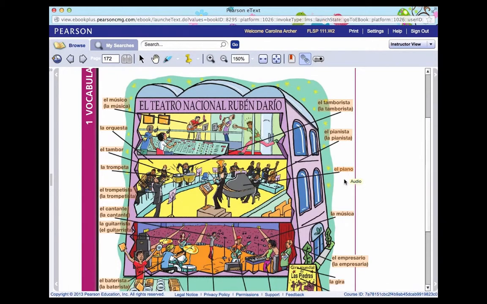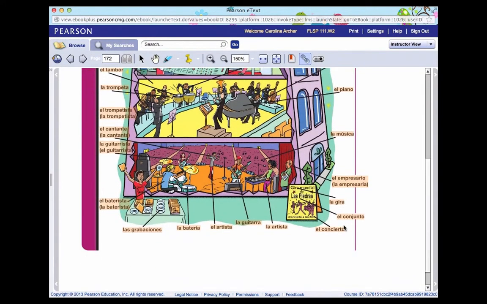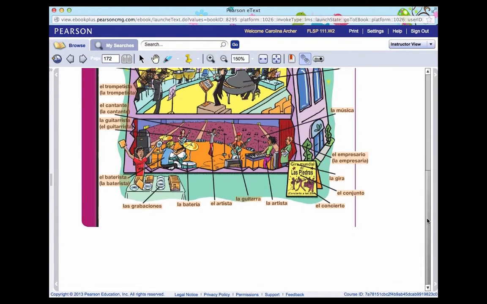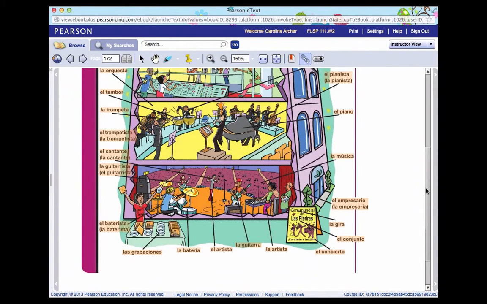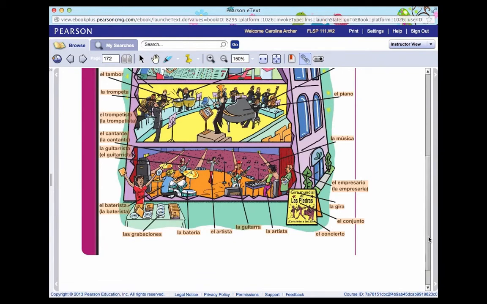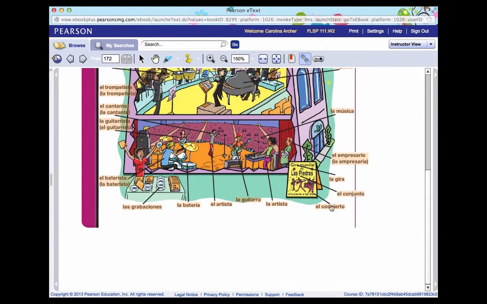El piano, la música, the music. El empresario or la empresaria would be like the supervisor or like the manager. La gira mundial is when you go on a tour. That's called a gira, la gira. El conjunto, el concierto, the concert. El conjunto means like a group, a singing group. Okay.